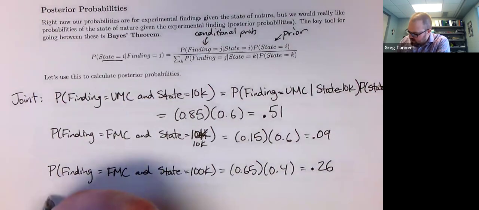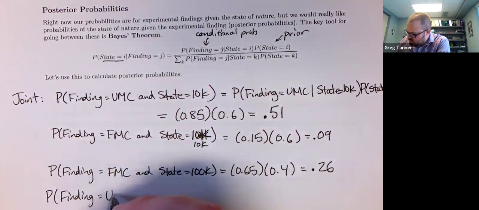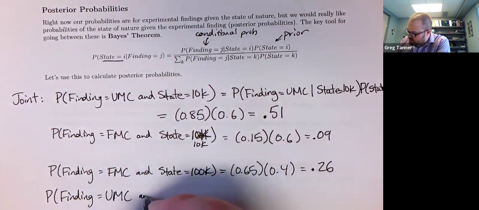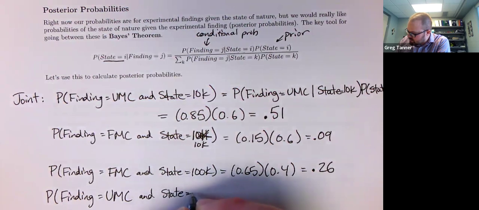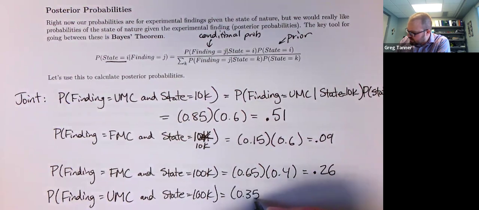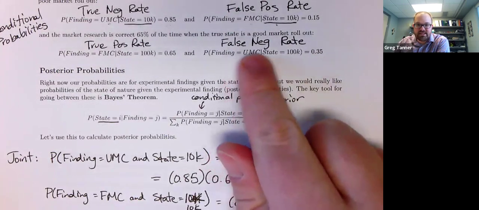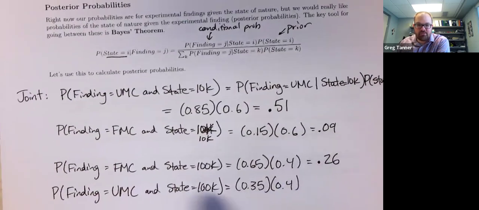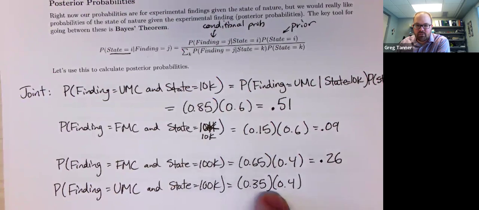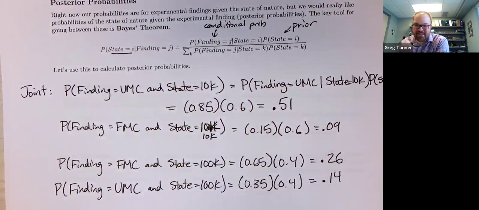Okay. And then my last joint probability is finding equals UMC, unfavorable market conditions, and state equals 100K. And that's going to be the 0.35 times the 0.4. The 0.35 came from here: UMC given state equals 100K, multiplied by the prior probability of state equals 100K, which is 0.4, and that gives us 0.14.